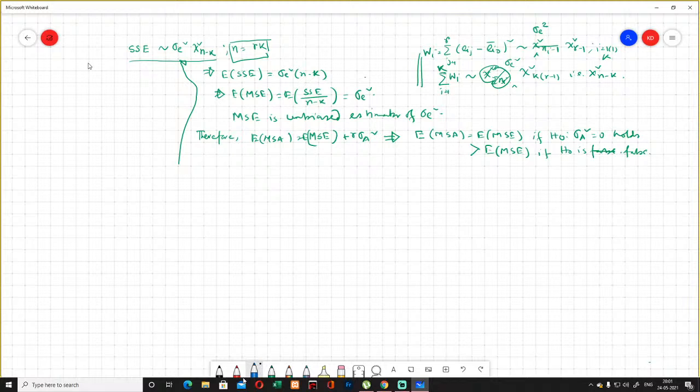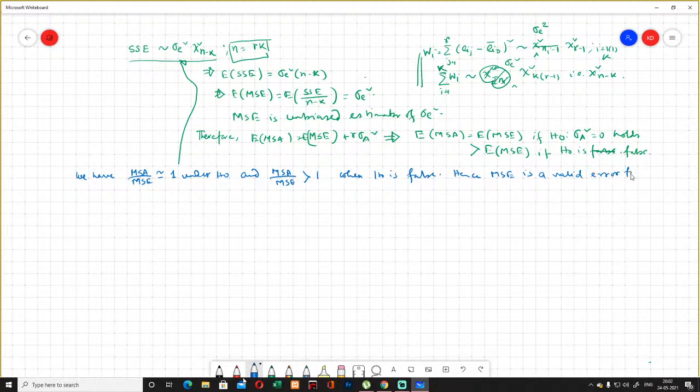So we have MSA by MSC approximately 1 under H naught, and MSA by MSC, I am talking about observed, should be greater than 1 when H naught is false. Hence, MSC is a valid error for testing H naught.